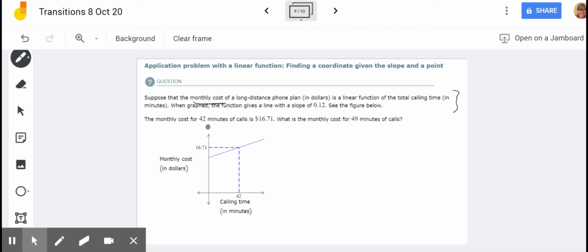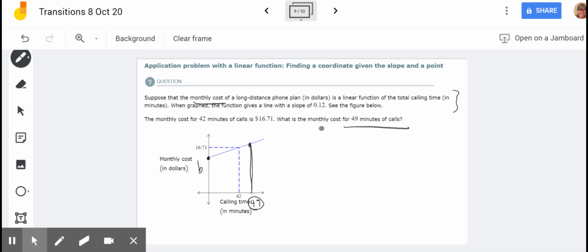The monthly cost for 42 minutes is $16.71. What is the monthly cost for 49 minutes? So I assume your graph will have more visuals, and you'd either be able to pull out the 49 from the graph, or you'd be able to write the equation of the line. I actually don't think they're going to ask you, but you could. This could be your b. You might be able to read it. So you should be able to do that unless they want you to write the equation.